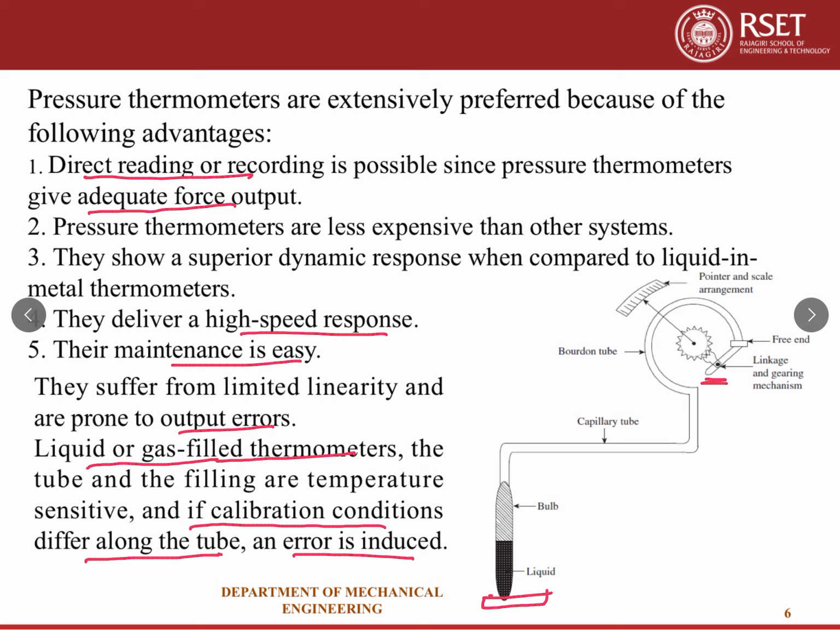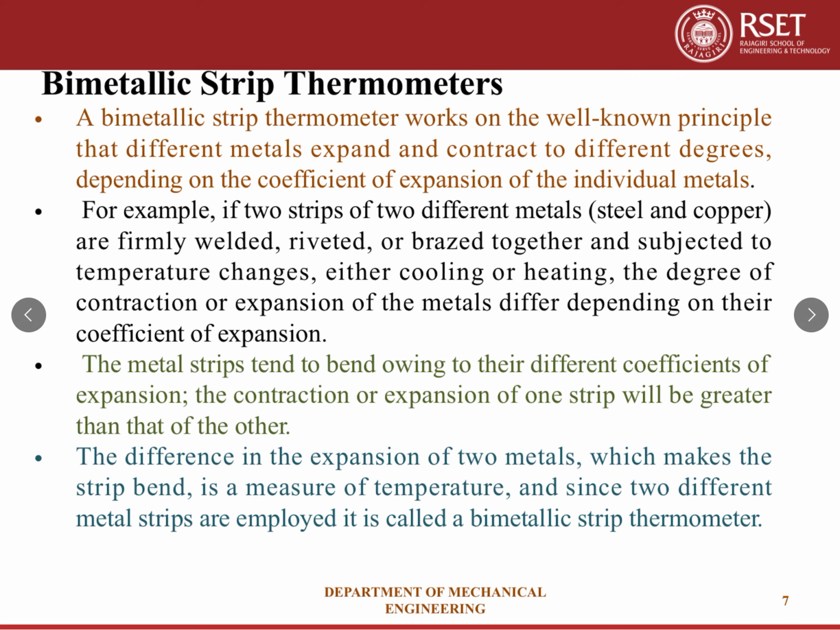We can see a bulb, then a capillary tube. That is the same as that of the liquid in glass thermometer, but apart from that we have a Bourdon tube. Since pressure variation is the principle behind this, we require a Bourdon tube. So that is about the pressure thermometer. Till now we have discussed two thermometers, one is the liquid in glass thermometer and then the pressure thermometer. Now we are moving to another type of thermometer, that is called the bimetallic strip thermometer.